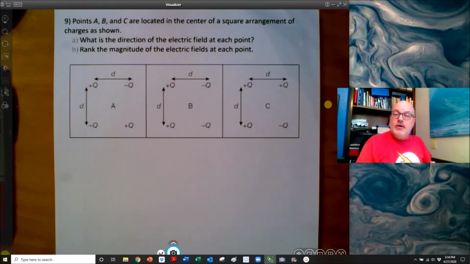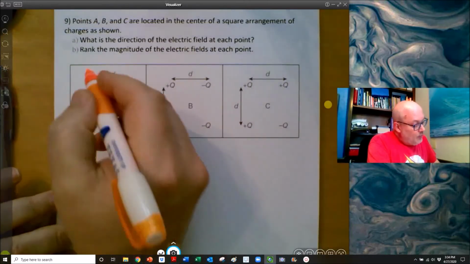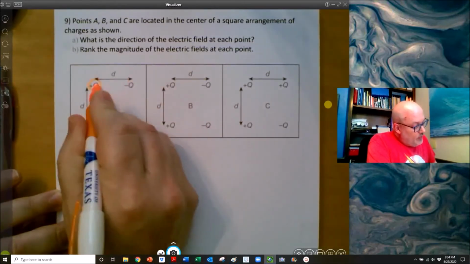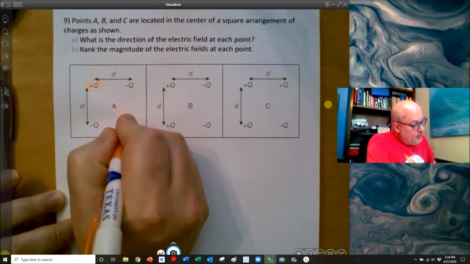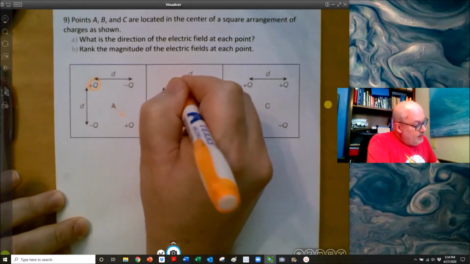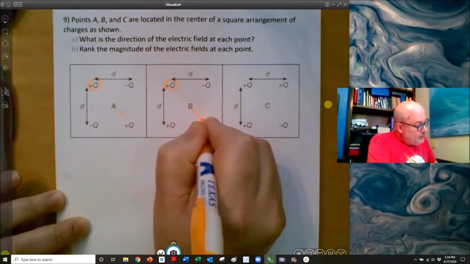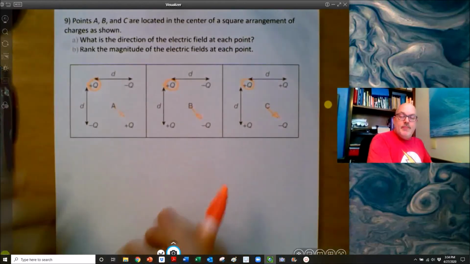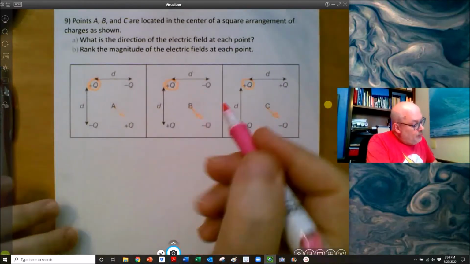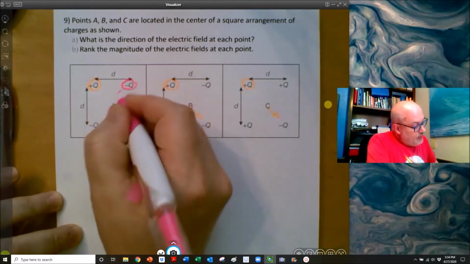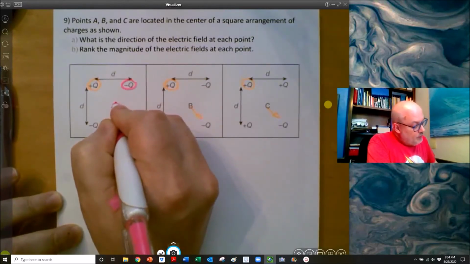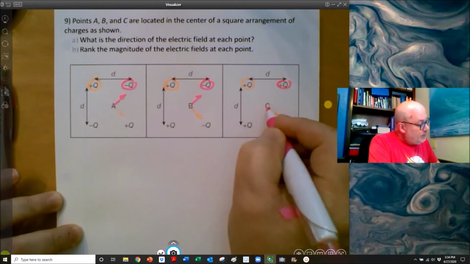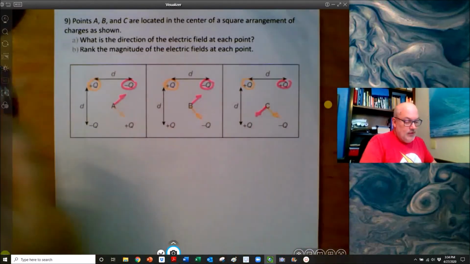All right, I'm going to color code this one to help us out as well. I'm going to make this my orange charge right here, and so it's positive. It has an orange electric field that's away. This is positive, orange electric field away. And then this will be my pink charge right here. That's negative. It's going to be toward itself. Negative, toward itself. Positive, careful, away from itself.